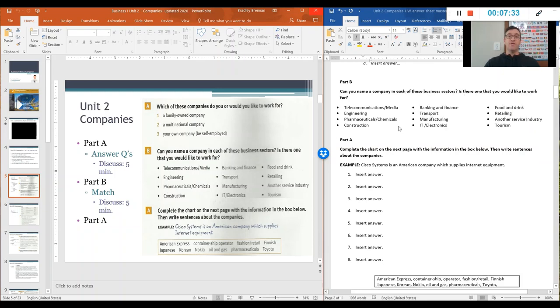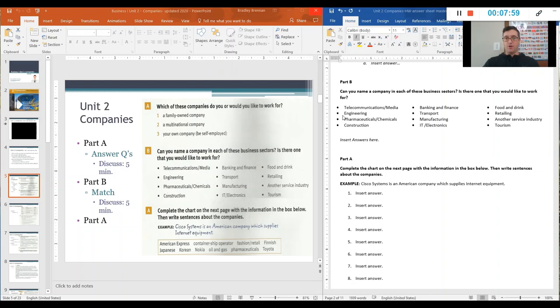Part B. Can you name a company in each of these business sectors? Is there one that you would like to work for? So, for example, we have telecommunications and media, engineering, pharmaceuticals or chemicals, construction, banking and finance, transportation, manufacturing, IT or electronics, food and drink, retailing, another service type industry, or tourism. So just below part B here, you can answer here. It's very simple. For telecommunications, media, you could put SK Telecom or whatever. And then the engineering, what type of company? Oh, GE is a good engineering company, whatever.